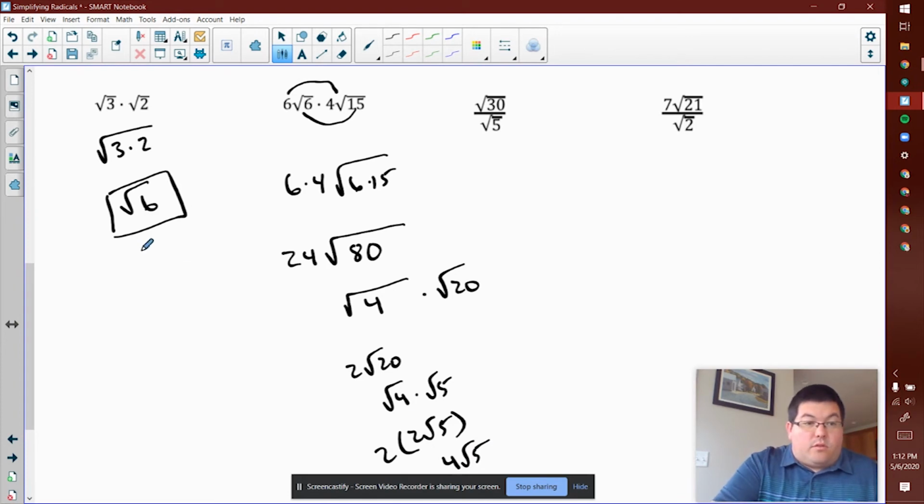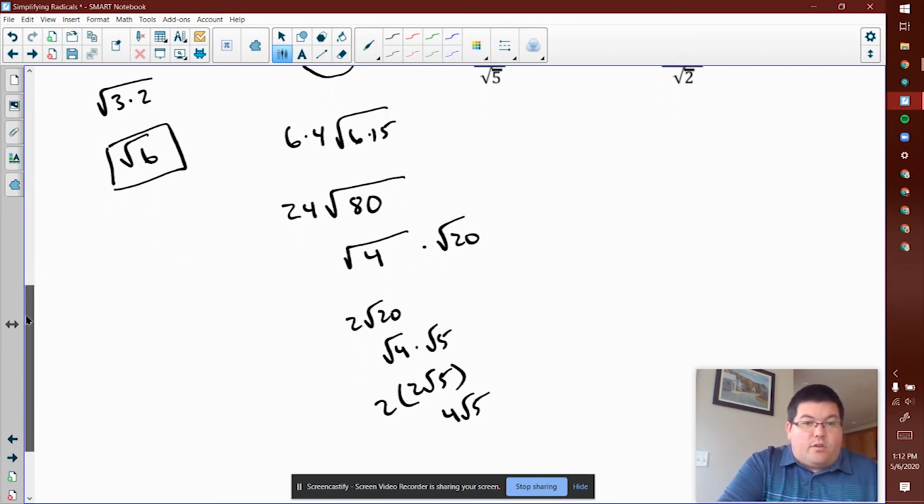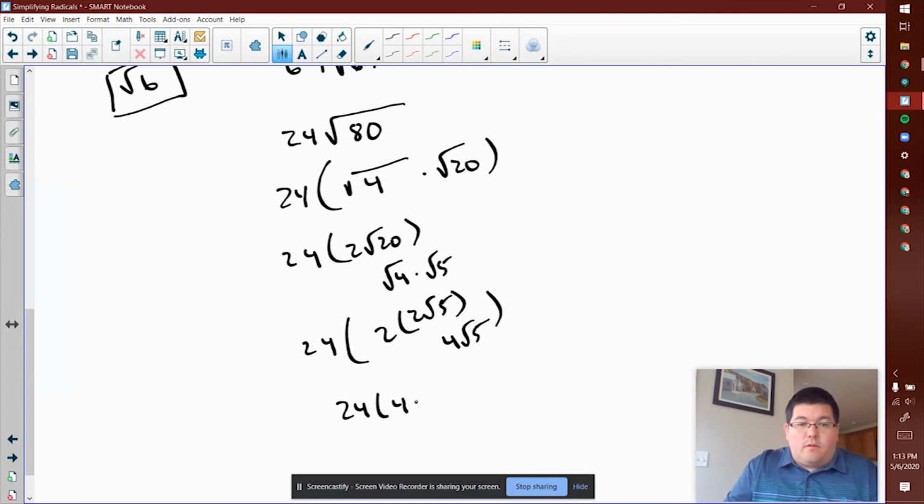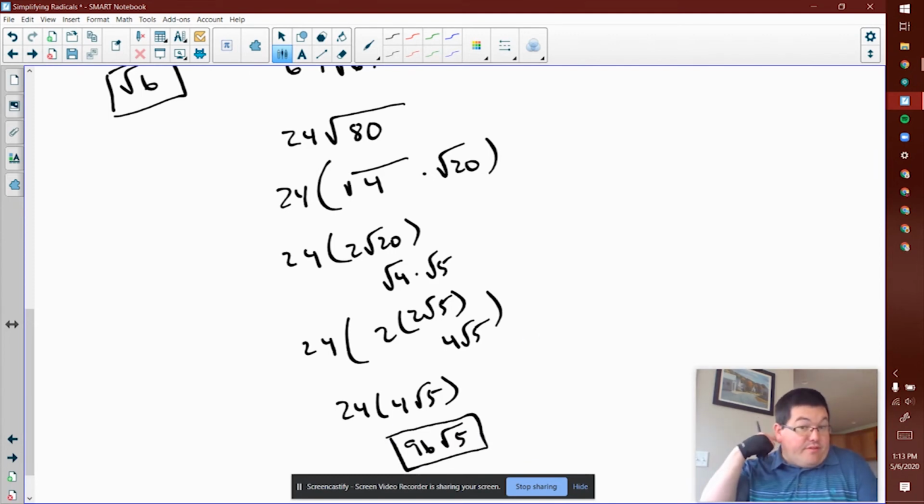Now again, don't lose track of the original problem, because all of this had a 24 out in front. 24 times 4 rad 5. This would fully simplify to 96 square roots of 5.